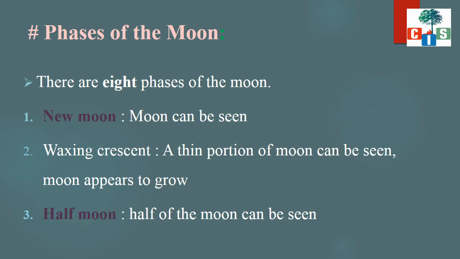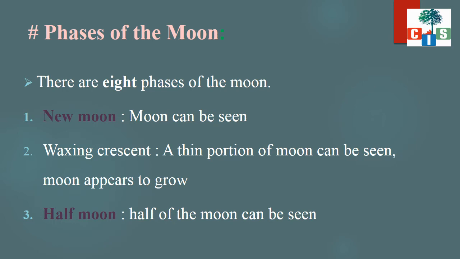The first phase is new moon. This is the phase of the moon in which the side of the moon facing the Earth does not get any light. So, if that side is not getting any light, can we see the moon? No, we cannot see the moon. So, new moon is the phase when we cannot see the moon in the sky. Second is waxing crescent.